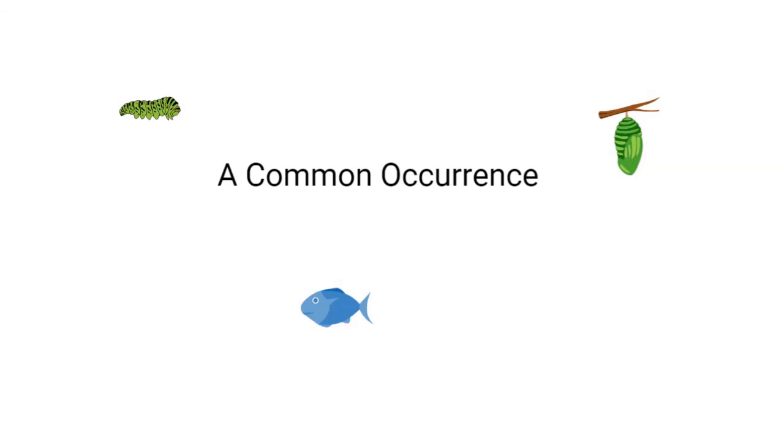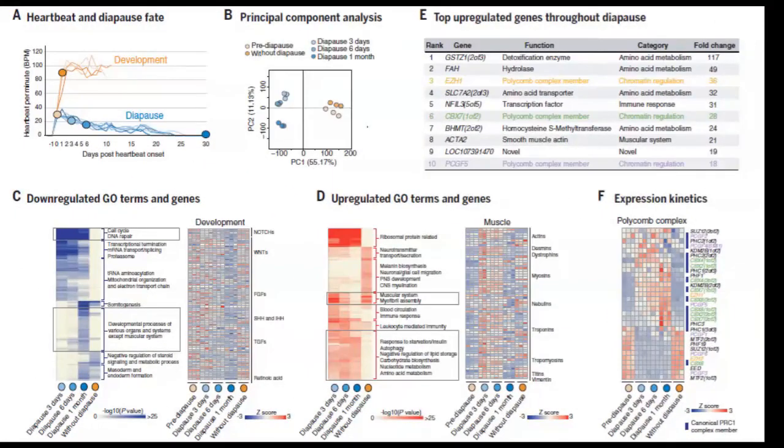Diapause is a common occurrence in the life stages of insects, and embryonic diapause can be seen in many egg-laying fish species. During diapause, we observe a greatly reduced metabolism in the organism, and the maintenance of this state is dependent on the regulation of the expression of certain genes.